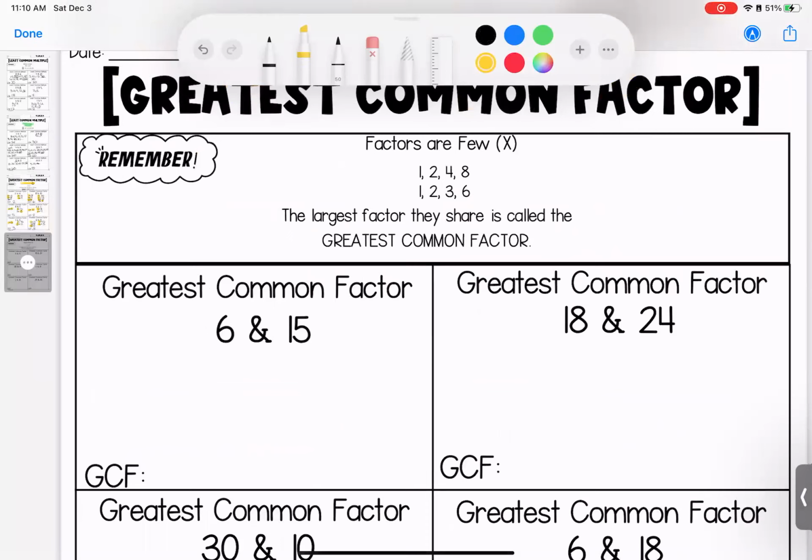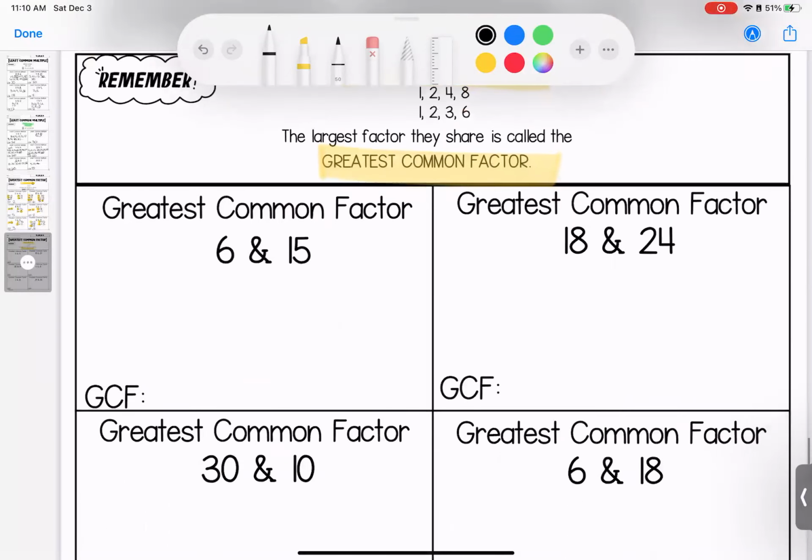Last page of greatest common factors. Remember, factors are few, and we're looking for the greatest number they have in common. In order to find that, we need to write out what the factors are and look to see what the matches are and which one is the largest.